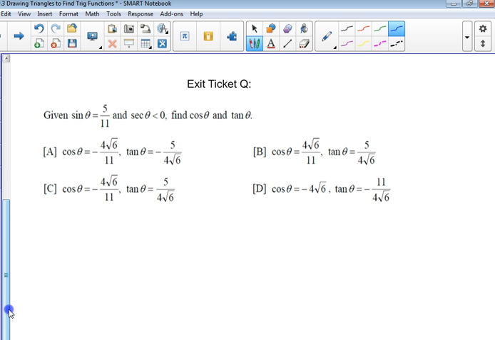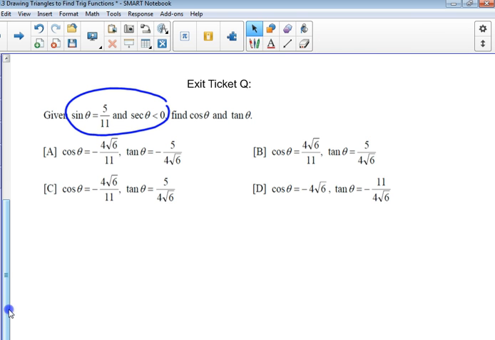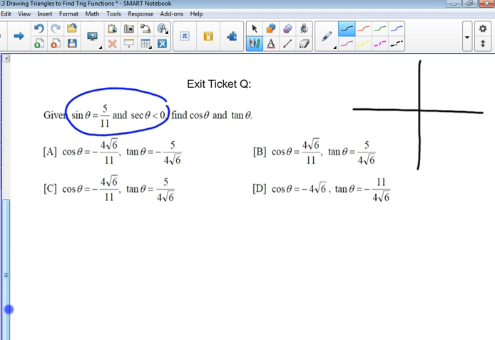This is your clue what quadrant we're going to be in. So when you guys look at drawing your picture, does anybody know what quadrant this is going to fall in? 2, good, because the sine is a positive value. The secant, which is like cosine properties, is going to be negative. So the only place this is going to happen is quadrant 2.